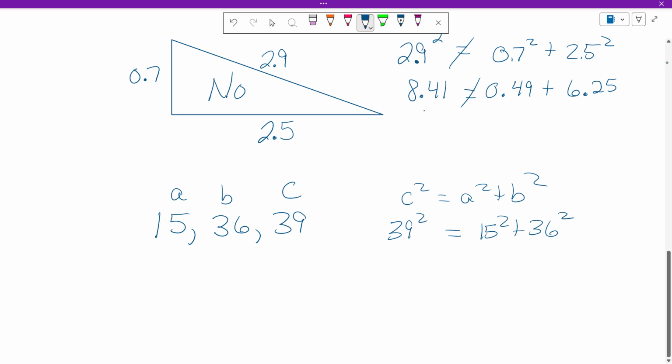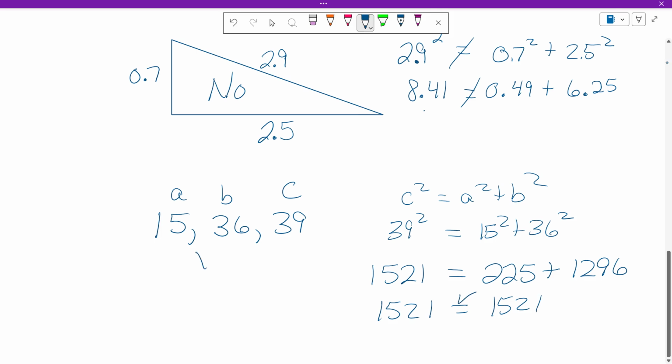What's 39 squared? It's a big old number. 1,521. 15 squared is 225. And 36 squared is 1,296. What's 225 plus 1,296? 1,521. Are they equal? Yes. So then, yes, this is a right triangle.